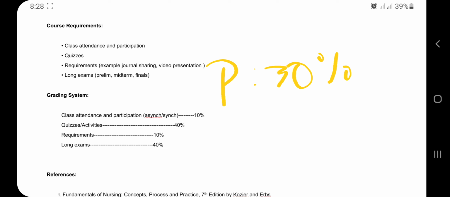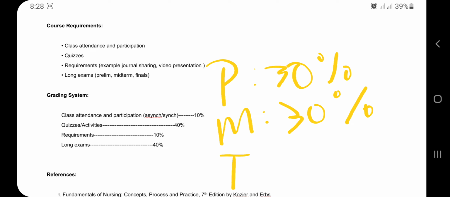And also, our grading system is divided like this. Prelim is 30% of the 100% total grade. Midterm is also 30% of the total grade. And finals is 40%. So, for example, for prelim, your overall grade there will be multiplied by 30%. Whatever the result is, that is your total grade for prelim.